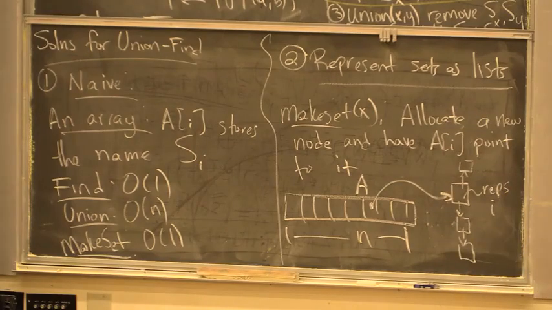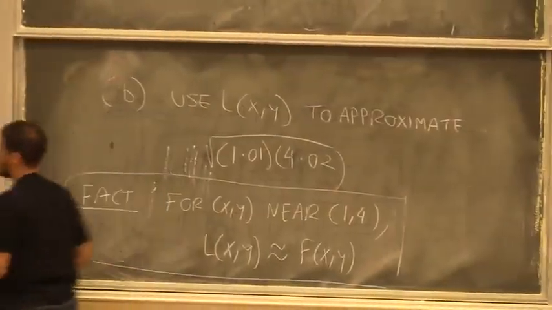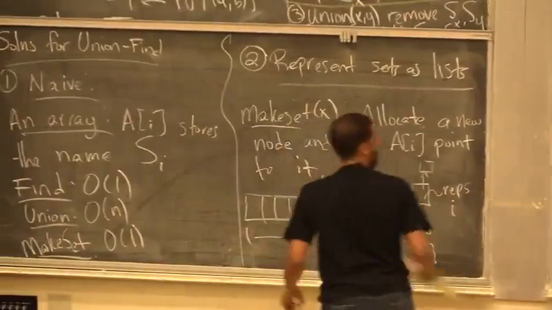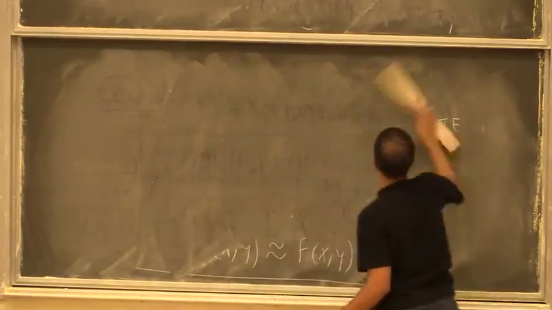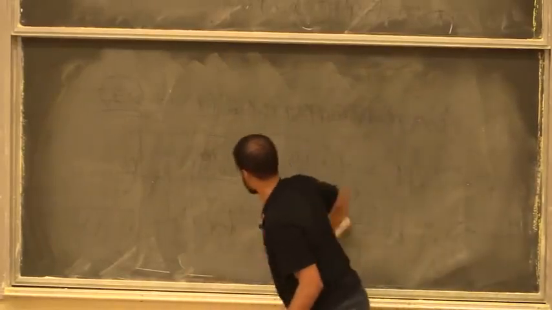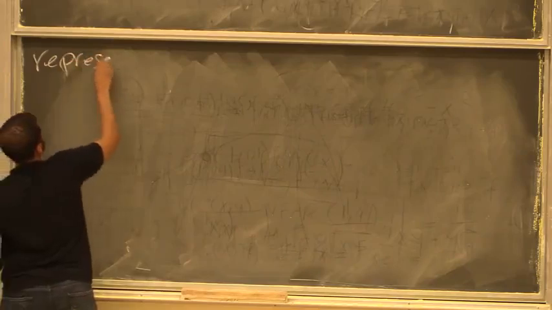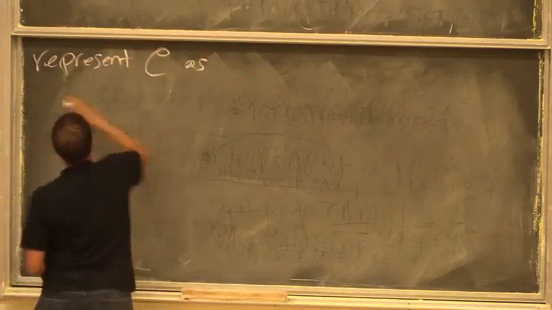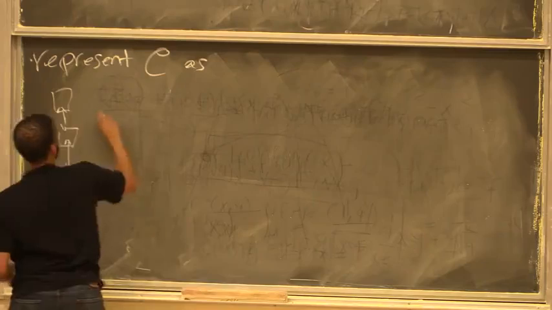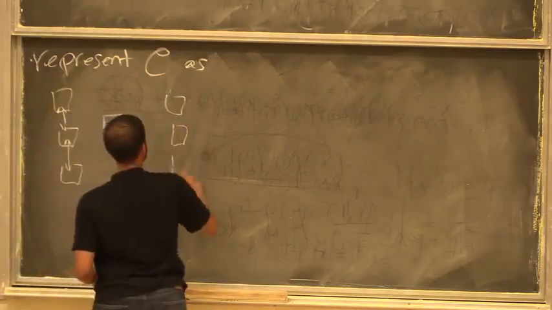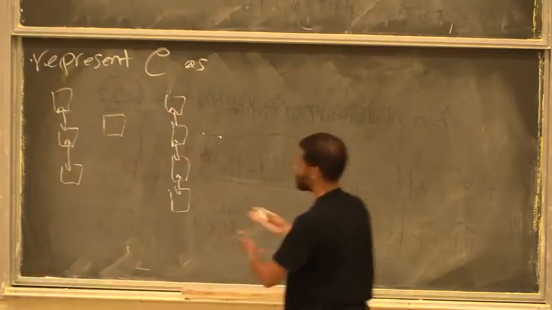So over time, what the picture looks like is I'm representing my collection C as a collection of separate, disjoint linked lists. So I represent C as, here's one linked list, here's another one, here's a longer one, etc. So here I have 3 sets in my collection.